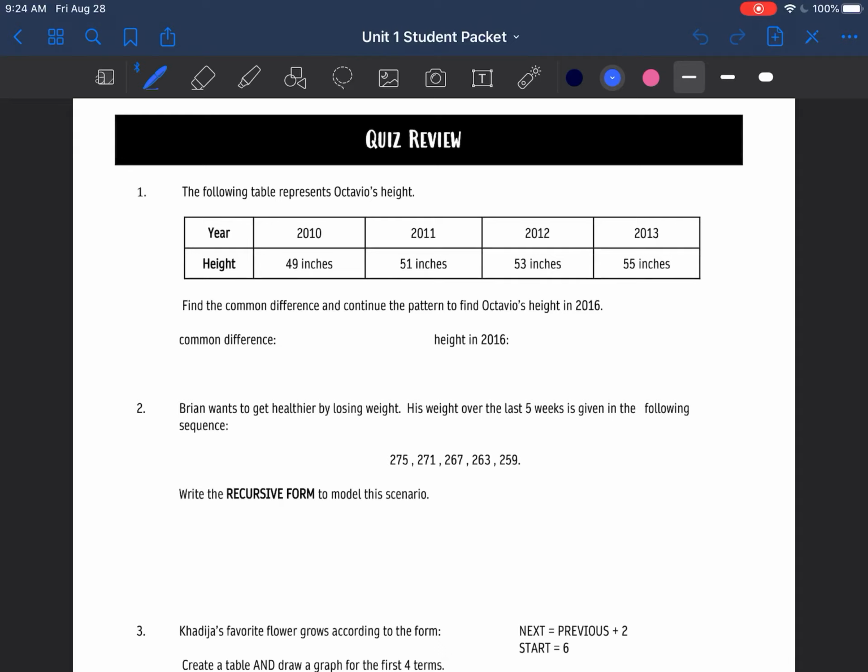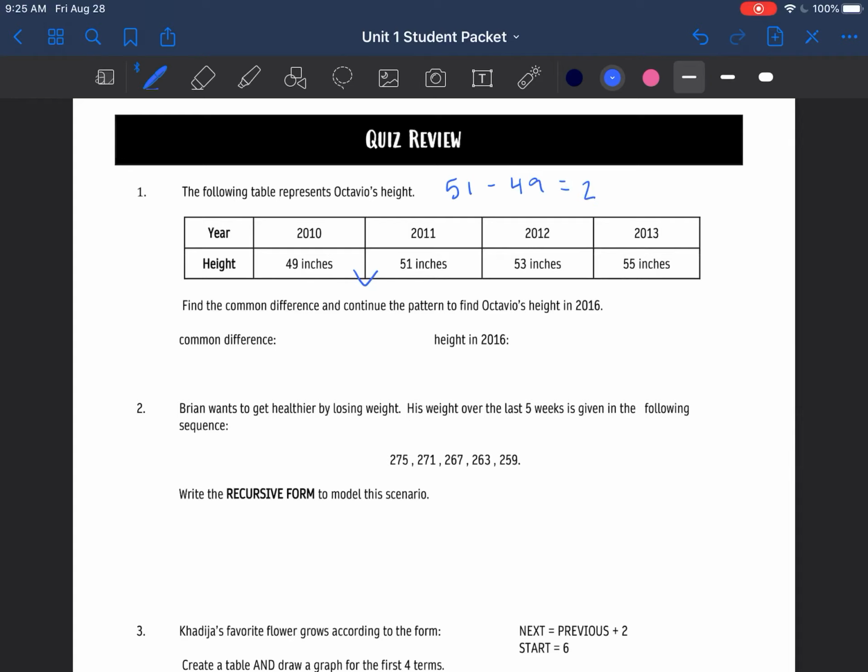So some of you guys may just be able to look at this and say, oh, I know exactly how this is changing every time. And for others of you, you might not be able to just look and know. So remember, something you can always do is the second number, 51, minus the first number, 49. 51 minus 49 is 2.